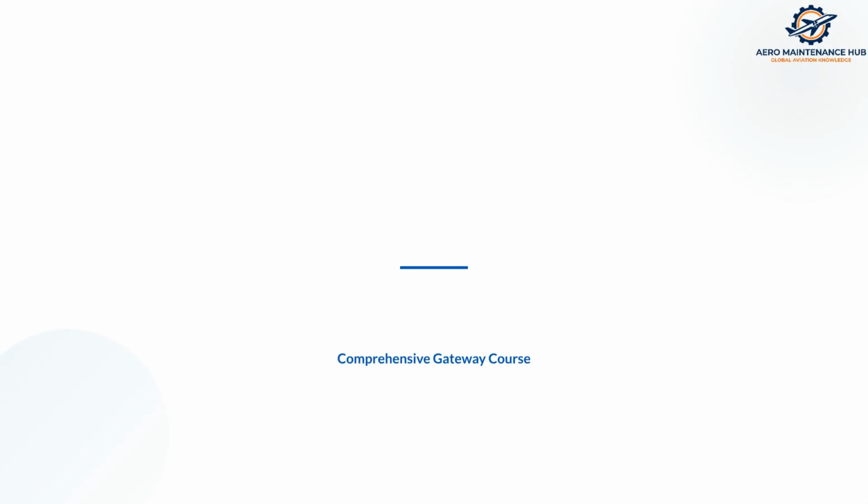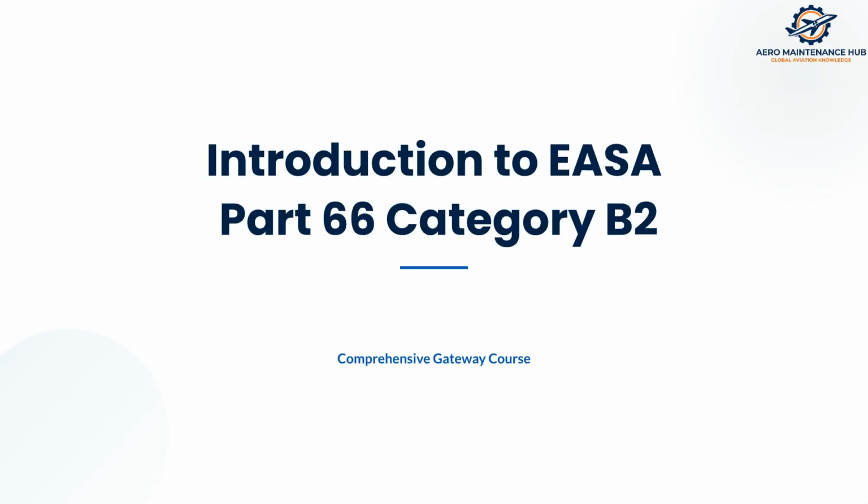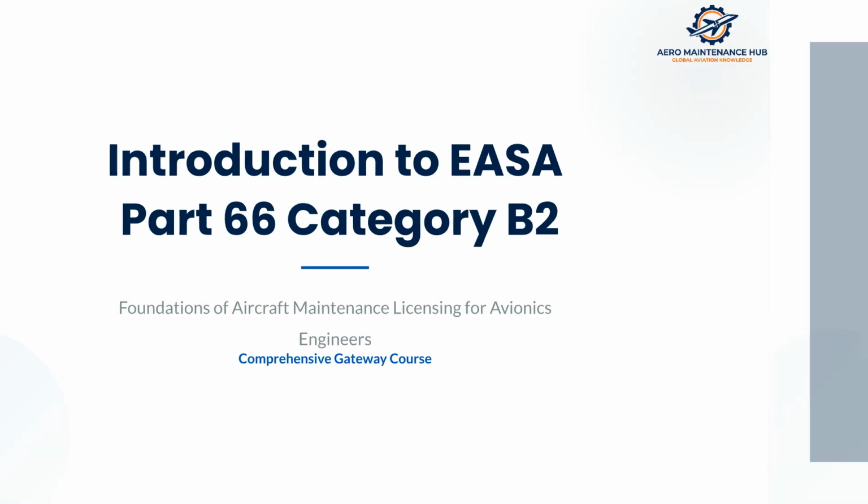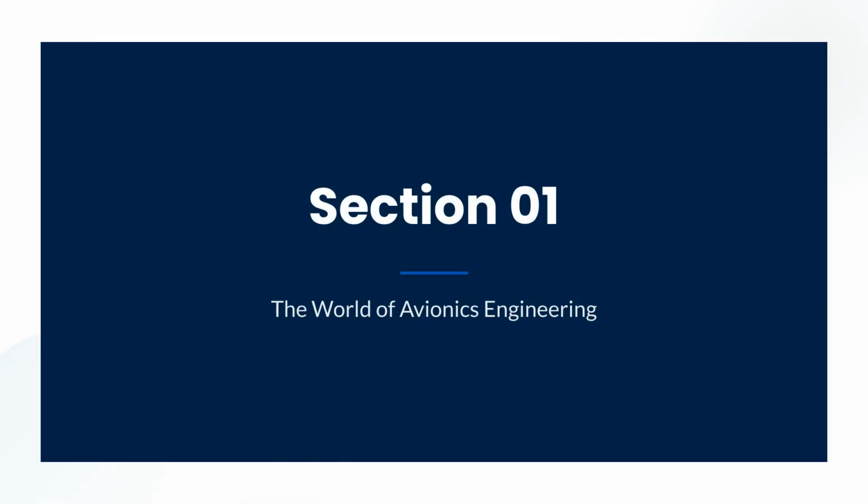Welcome to the Comprehensive Gateway course, Introduction to EASA, Part 66, Category B2. This video provides the foundations of aircraft maintenance licensing for avionics engineers. We begin with Section 01, the world of avionics engineering. We will define the Category B2 license and review its essential roles.